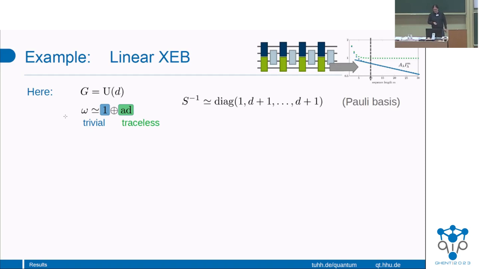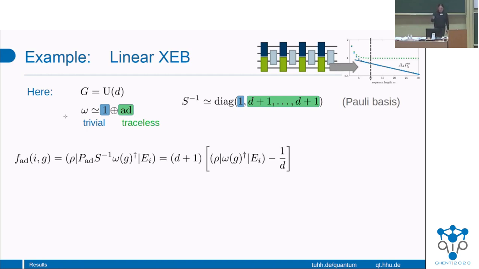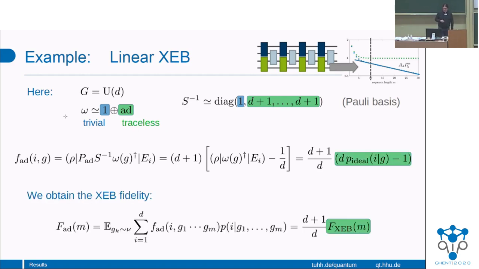And if you do this, you can also write out this frame operator very easily because it's simply diagonal. It will be 1 on the trivial irrep and d plus 1 on the traceless irrep. So now we can plug this into the filter function. And we get a d plus 1 from the inverse frame operator. And from the projector, we get this square bracket here. And here we can already see that we get basically the ideal Born probability, which I denote here by P_ideal. And we can take this expression and plug it into our fidelity.